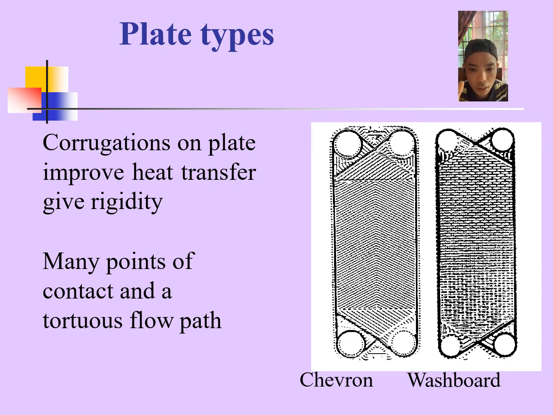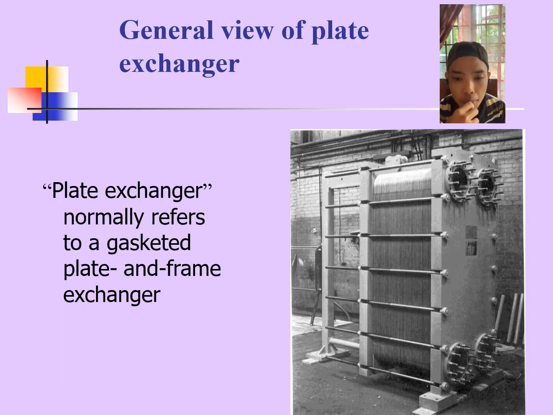Okay, the plate type has two types. First, chevron. Second is washboard. The plate type is a corrugation of the plate that improves heat transfer, gives rigidity, many points of contact and a turbulent flow path. Okay, last but not least for me, I want to tell about the general view of the plate heat exchanger. You can see the diagram that I chose from Google.